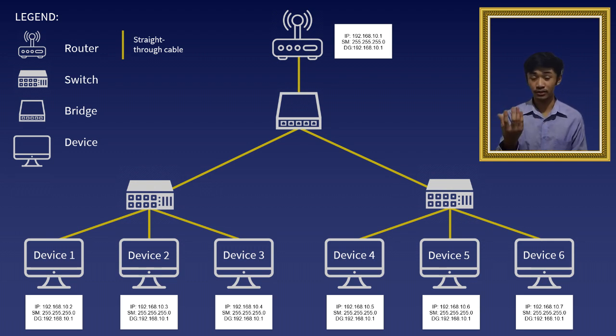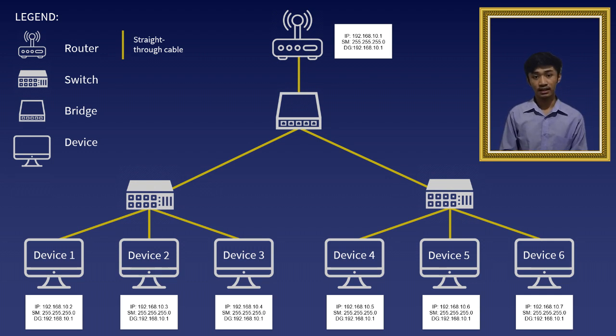And now to the router. We use router to connect our network system to the internet. Our router IP address is 192.168.10.1, and that will be the default gateway in our overall network system.